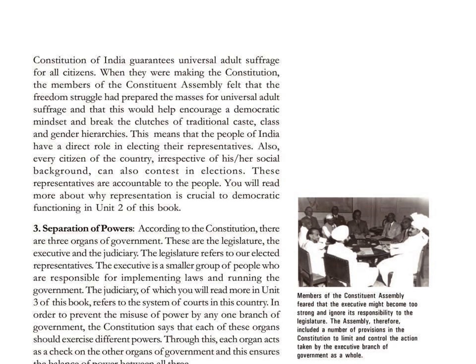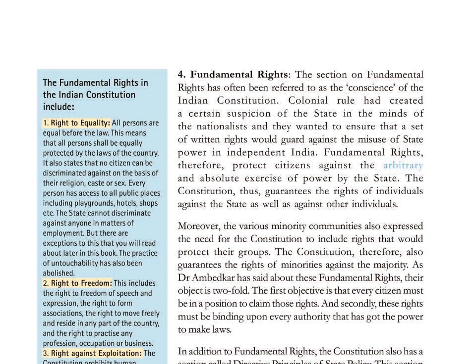Why is power shared? Power is shared to prevent the misuse of power by any one organ of the government. So the constitution says that each of these organs should exercise different powers. This system is called check and balance. Check and balance is developed through separation of powers. Understood? So our fourth feature is fundamental rights.